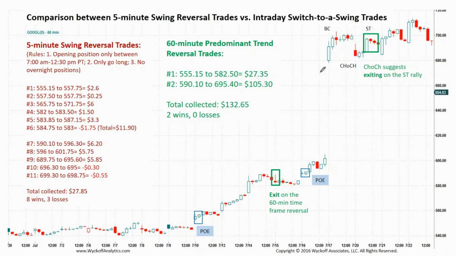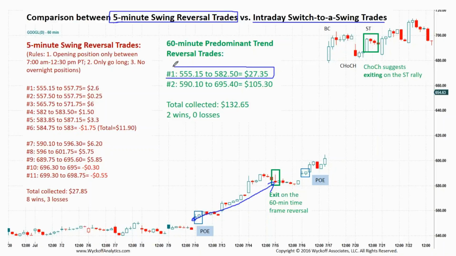I want to concentrate on the comparison between 5-minute swing reversal trades that we could have each day. So each day we could have a couple of trades that are going to go in the direction of the uptrend, or we could intraday switch to a swing trade. So we had one switch here, and this was the trade, and we made $27.35 in number of points that we've collected here.